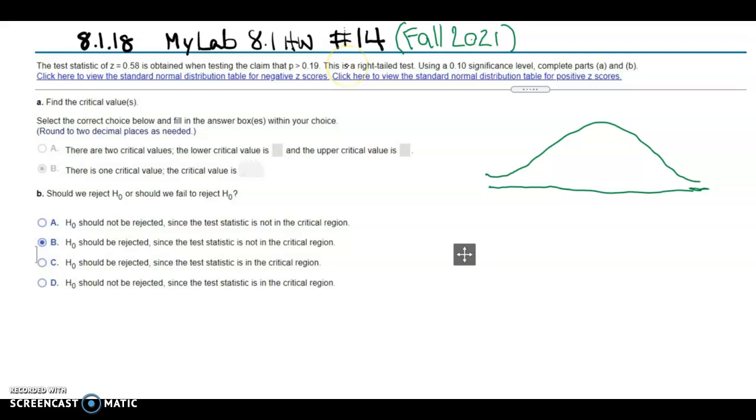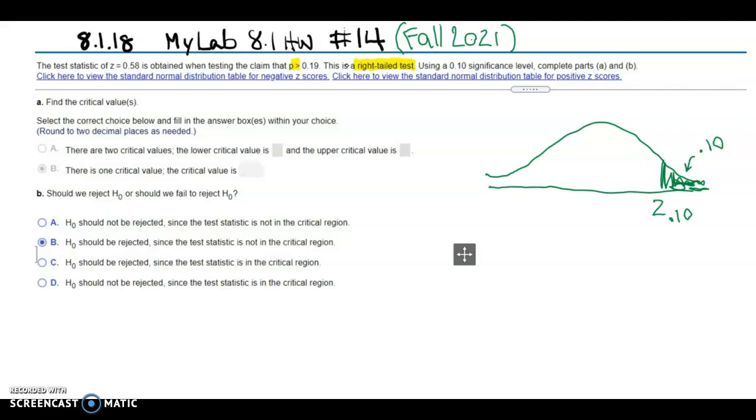The problem states that we have a right-tailed test. We know this is a right-tailed test because it says p is greater than 0.19. When we're looking to find our critical value, we're looking to find the value that has 0.10 to the right of it. So we're looking for z sub 0.10.